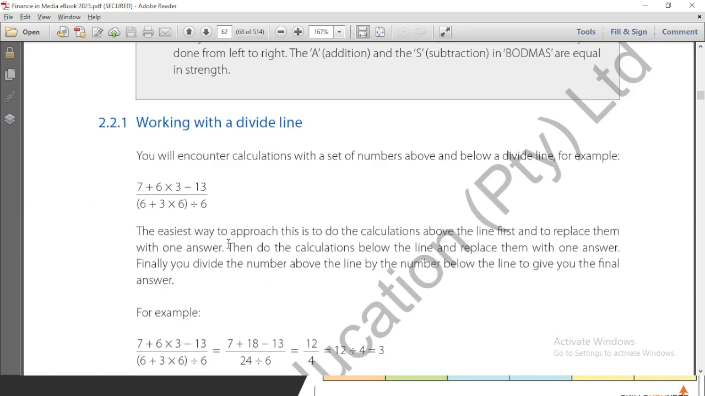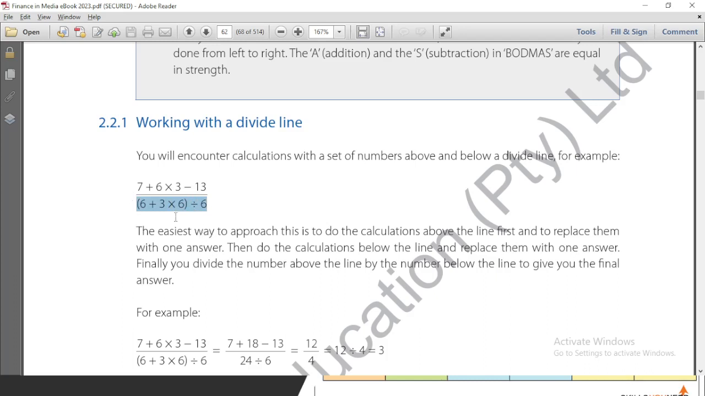The second part is working with a divide line where your numerator is no longer a whole number or just an ordinary integer. Under this one where you work with a divide line, you find that your numerator is actually an equation on top, and below, under the denominator, we also have a full equation or full calculation that has to be performed.